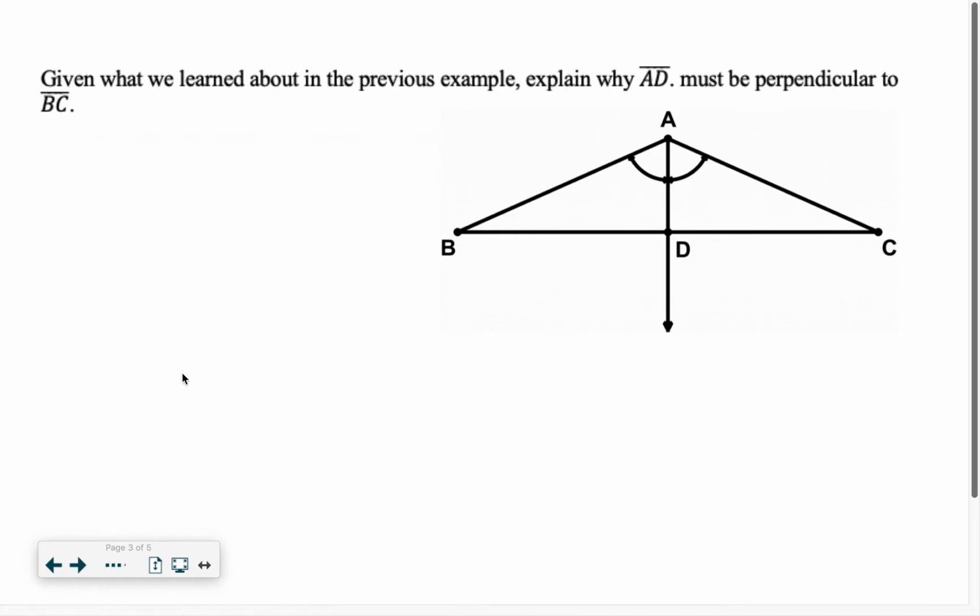Recall what perpendicular means, okay? Recall that perpendicular means to intersect at a right angle. So that means we need to show that AD intersects BC at a right angle. We need to show that this is 90 degrees and this is 90 degrees, okay? Simple.